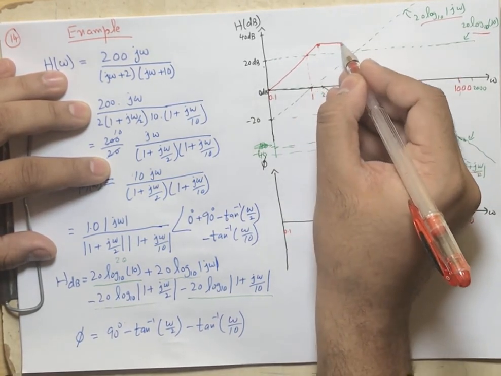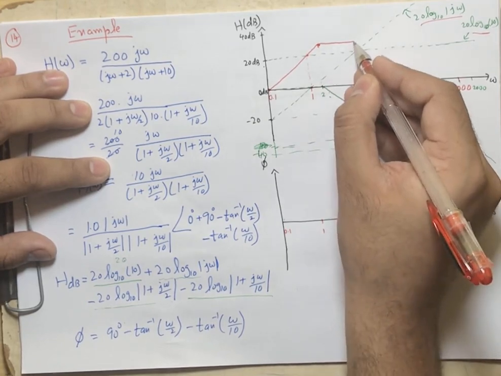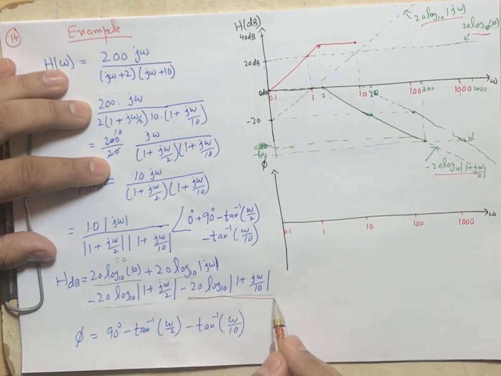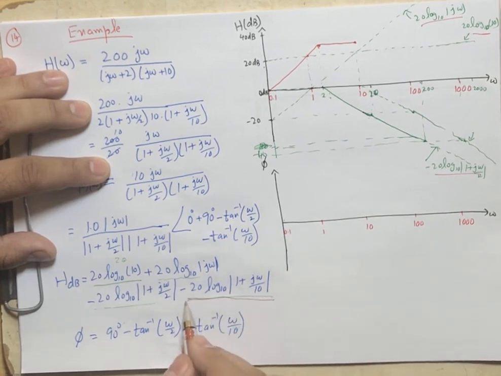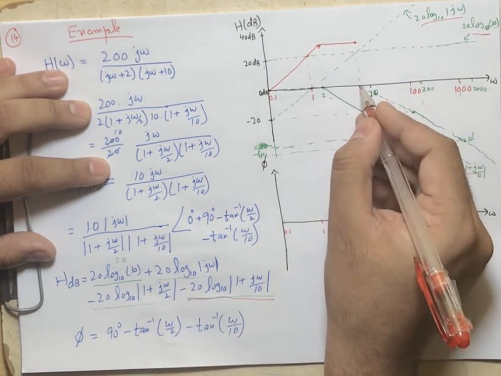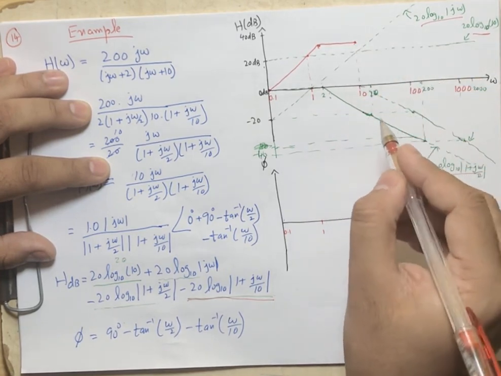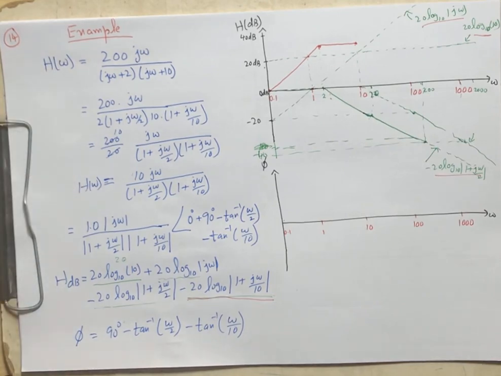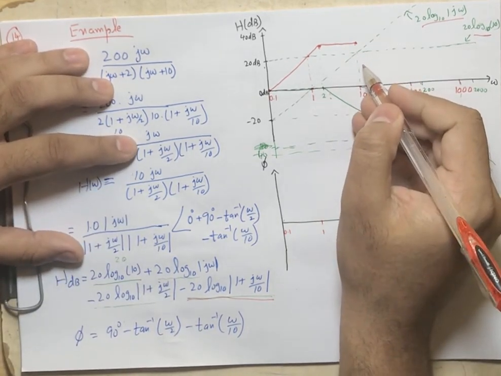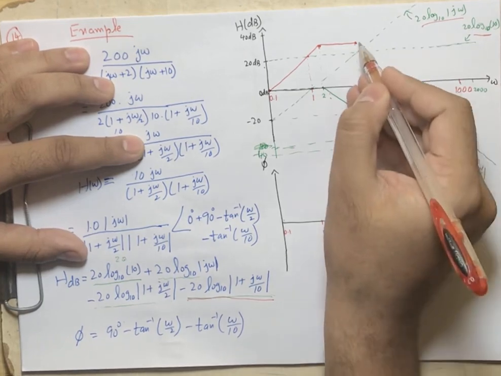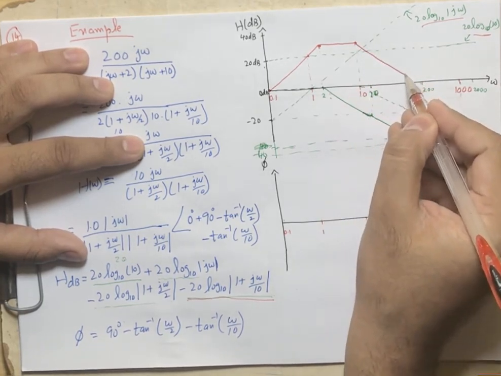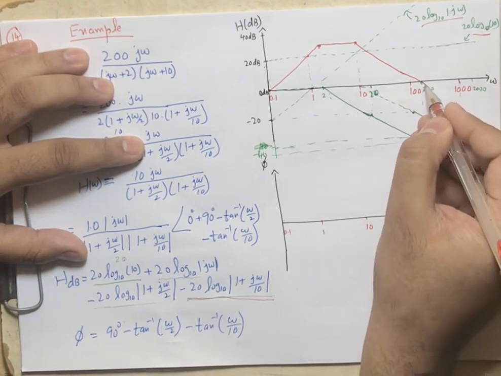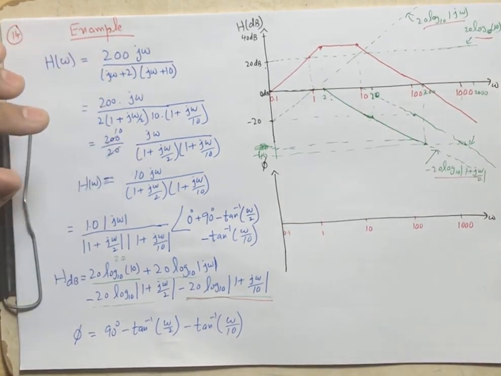So this one will be flattened out up till 10, and after that there is a second pole which is starting at 10. So it will keep on decreasing with a minus 20 dB slope, and it will reach 200, and at 200 it will cross, and then it will be on the negative side of this.